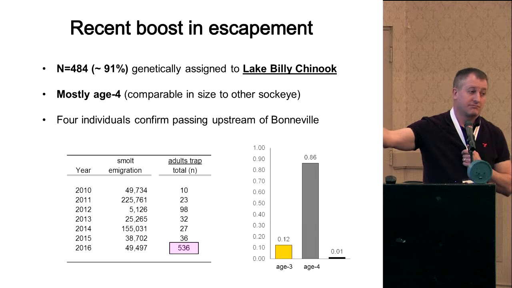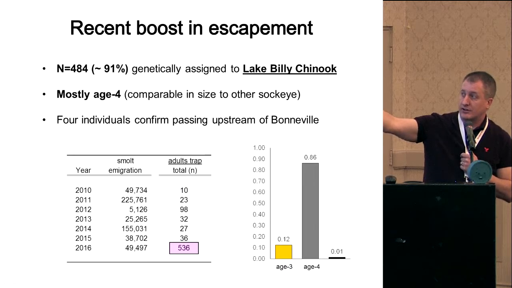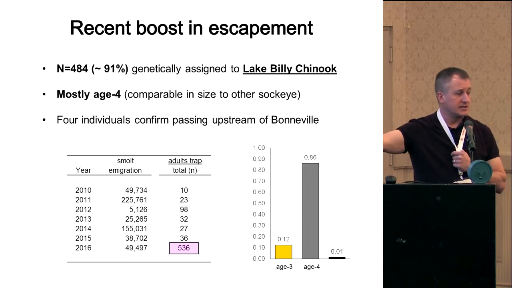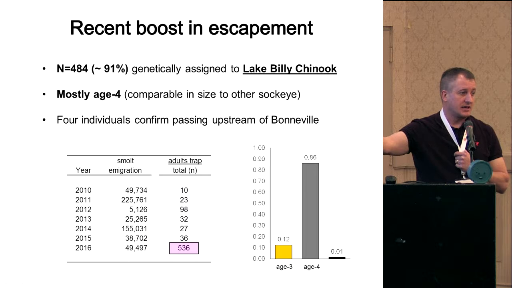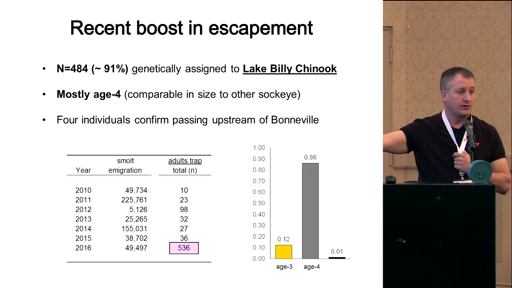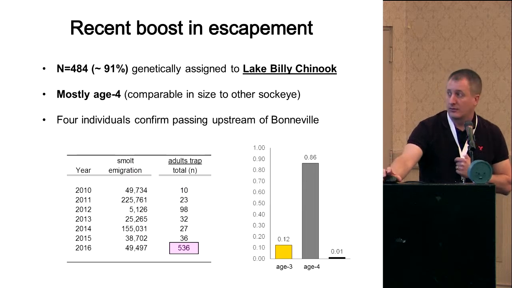Doesn't seem like a lot. It isn't a lot, but if you look at the previous years, total fish coming back to the trap was 10, 23, big banner year in 2012 with 98, then back down to 32, 27, and then lo and behold, for whatever reason this last year, they got 536 sockeye back to the Pelton trap below the big dam complexes there. Dominated by 4-year-olds. I can tell you that the size of those 4-year-olds is similar to the size of 4-year-old sockeye from other populations in the lake that look like sockeye. We've confirmed some of them coming over Bonneville, and so they're behaving and looking as though they are indeed sockeye.